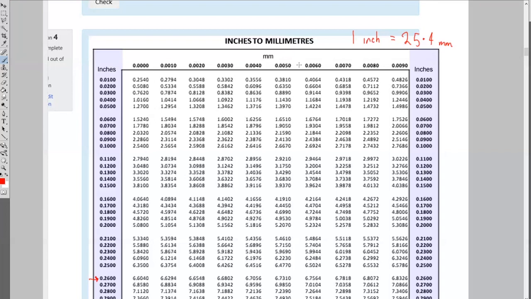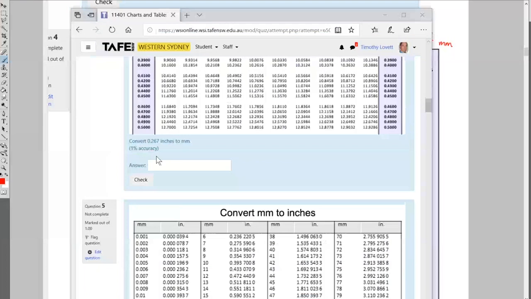So we need to combine that row and that row. So it's this figure here. All right, so 0.26, and then the next digit is 007, which is this one here. So 6.7818. Of course, we've got to check that with the 25.4.